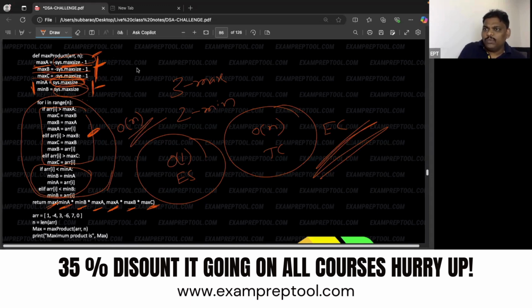For those who are confused: initial maximum values are minus infinity, and initial minimum values are plus infinity. This is the way. Don't think much about this. But in Python, this kind of facility is there, and you can utilize it.